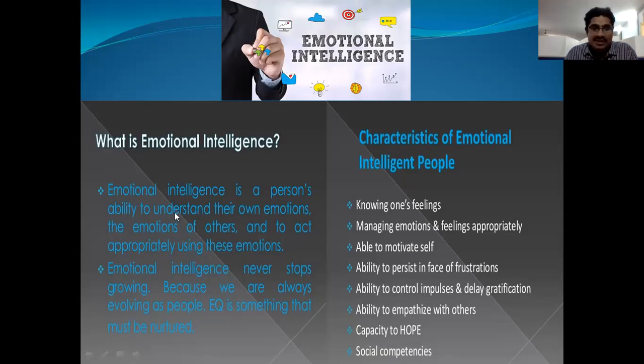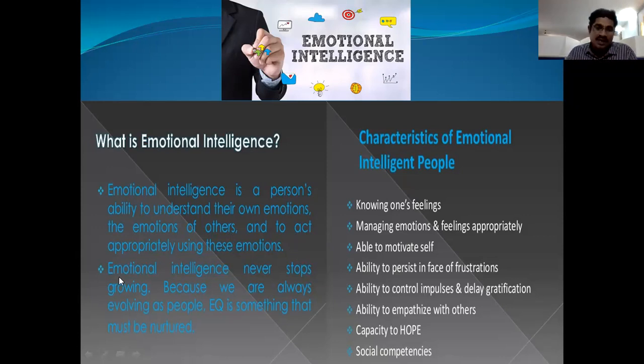First of all, understanding their own emotions and others' emotions. That is the first part. Based upon this understanding, we can adapt. Based upon the knowledge we gain, we can apply it through our actions. So, act appropriately by using our emotions. Emotional intelligence is a person's ability to understand their own emotions and others' emotions, and try to act appropriately using these emotions.